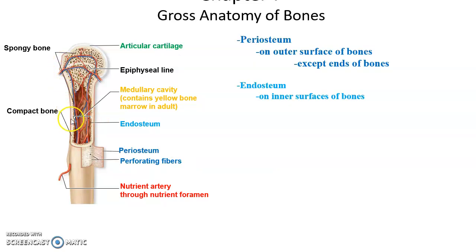Surrounding the outside of the bone, lying on its surface, is the periosteum. Periosteum covers all of the external surface of the bone except where the articular cartilage is. And then on the inside of the bone lies the endosteum. So all the inner surfaces of the bone tissue are covered by the endosteum.